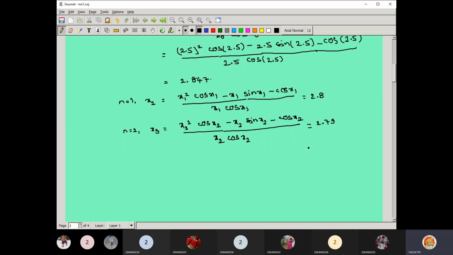Have you got the same? So therefore you make a statement: since the successive roots are equal, the root is x equal to 2.79.